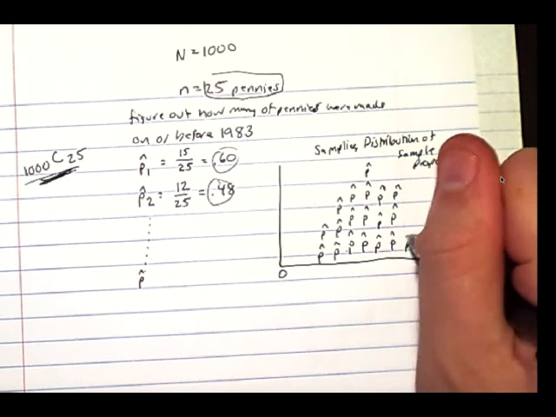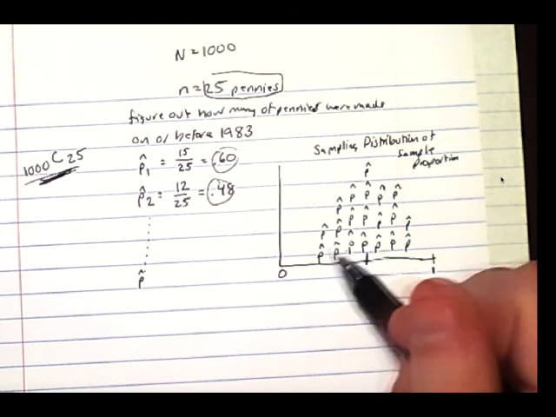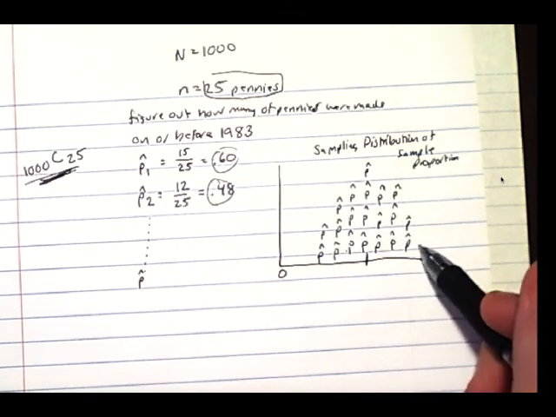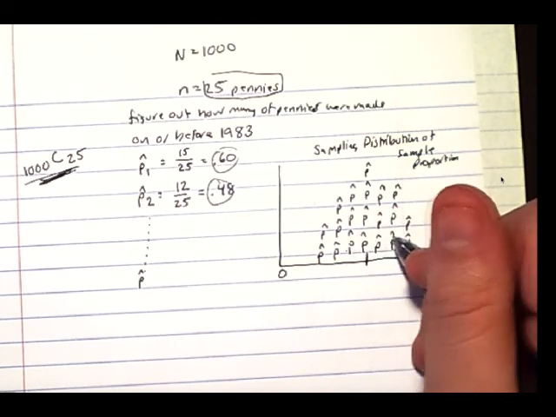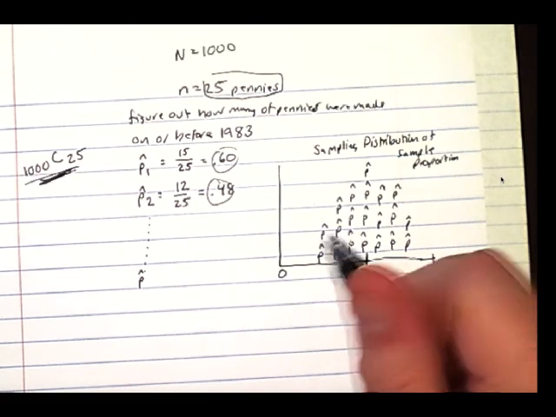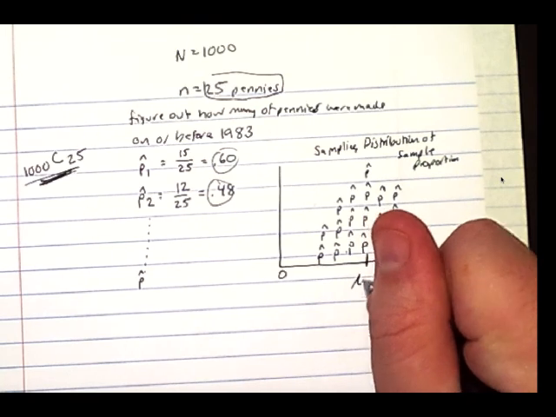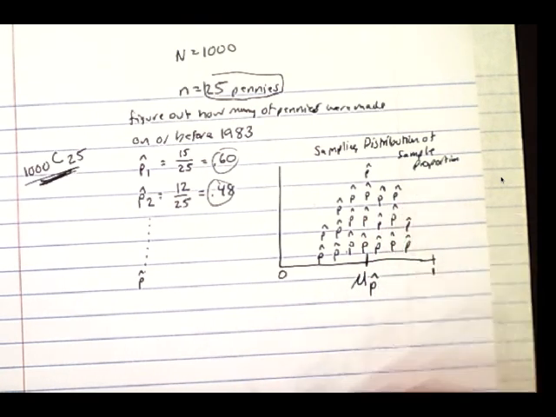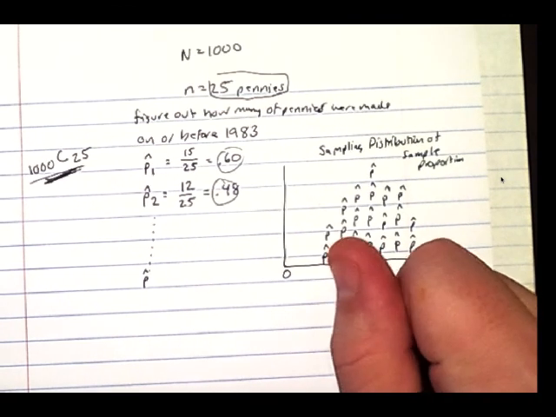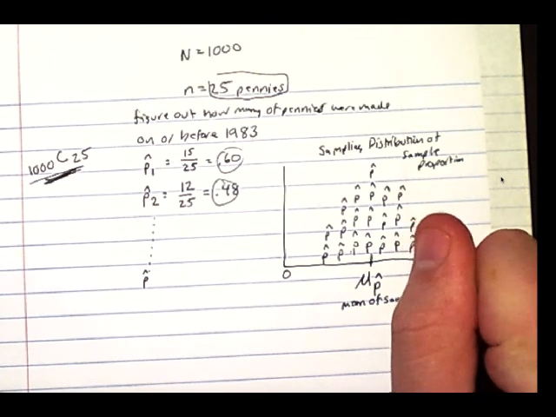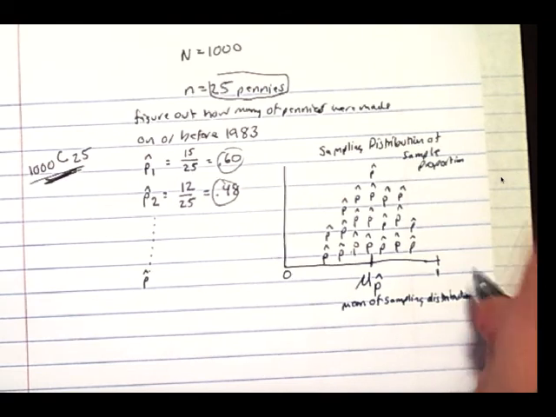Now this distribution has a certain center. If you added up all these different p hats and then divided by how many p hats you had, you would get some sort of mean. Even though it's a proportion, you would get a mean because these are all decimals. You add them all together, divide by how many samples you took, and you get a mu. So the center would be called mu of p hat. That's the mean of the sampling distribution.